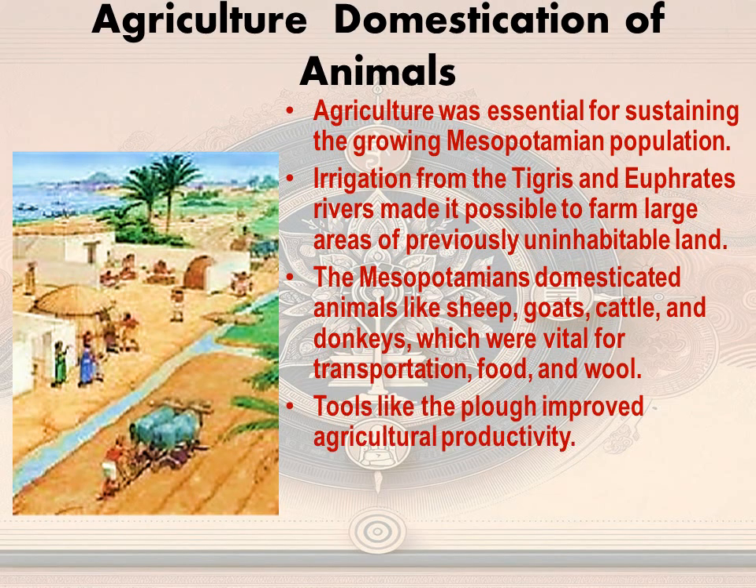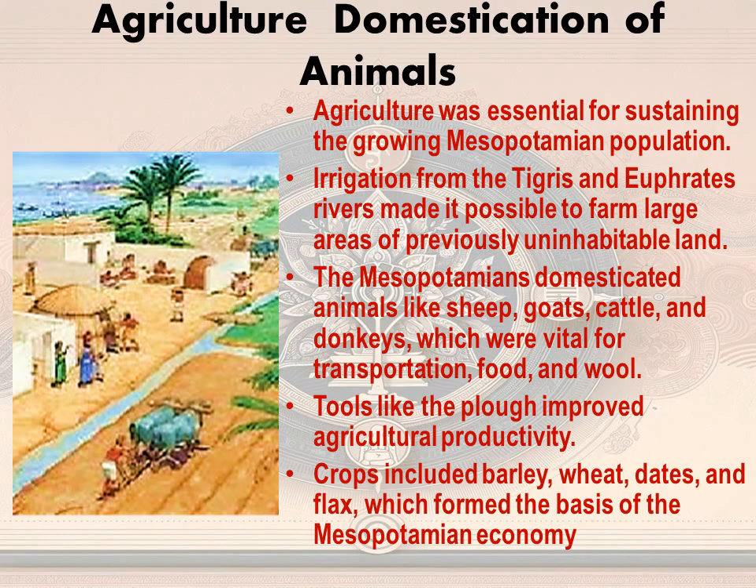Tools like the plow improved agricultural productivity. So plows are tools which are used to dig the soil. Now, if you have seen rice cultivation or wheat cultivation, you will see that before the seeds are put in, the soil is furrowed, meaning the soil is dug properly, so that air gets inside the soil and other minerals and manures get mixed with the soil for proper agriculture. So the plow is an instrument that helps to dig the soil properly, and because of that, agricultural productivity increased a lot. Crops included barley, wheat, dates, and flax, which formed the basis of the Mesopotamian economy.